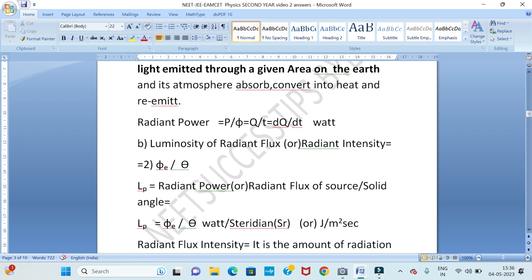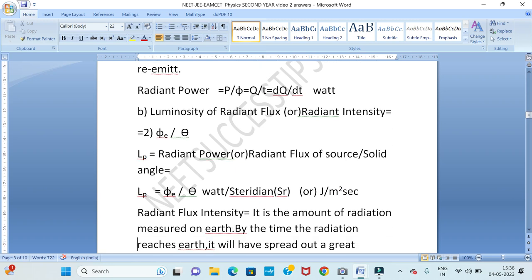So we have taken P. The radiant power or radiant flux of source by solid angle. Here power is there, like that. We have taken L P, so that is radiant flux, phi E. Phi E by solid angle theta. Units are watts per steradian, because here radiant power is in watts and theta is in steradians, or joule per meter square.